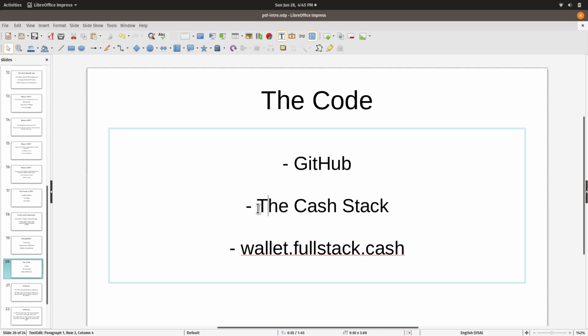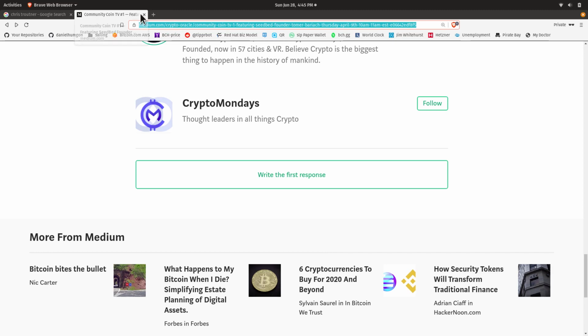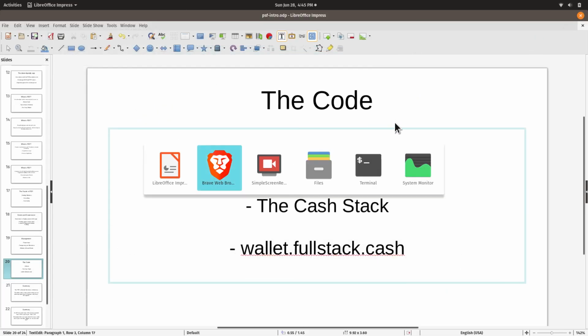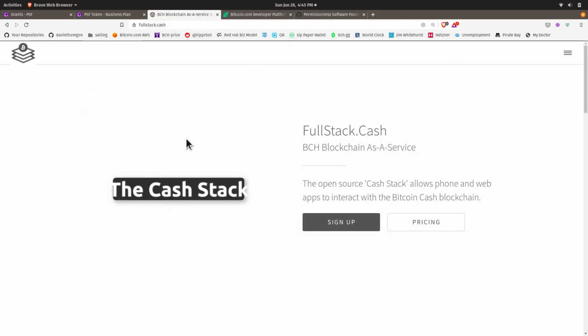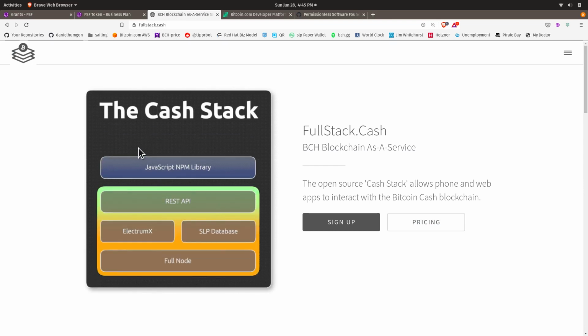And it's everything, like I said, everything is based on the Cash stack, which was originally developed at Bitcoin.com. It uses a stack of JavaScript tools and infrastructure to build a REST API and JavaScript libraries that web apps and phone apps can use to talk to the blockchain and interact with it. And so the Cash stack. Let me talk about the Cash stack in this wallet. The Cash stack is here, and you can read about that. And at the very top of the Cash stack is your app.